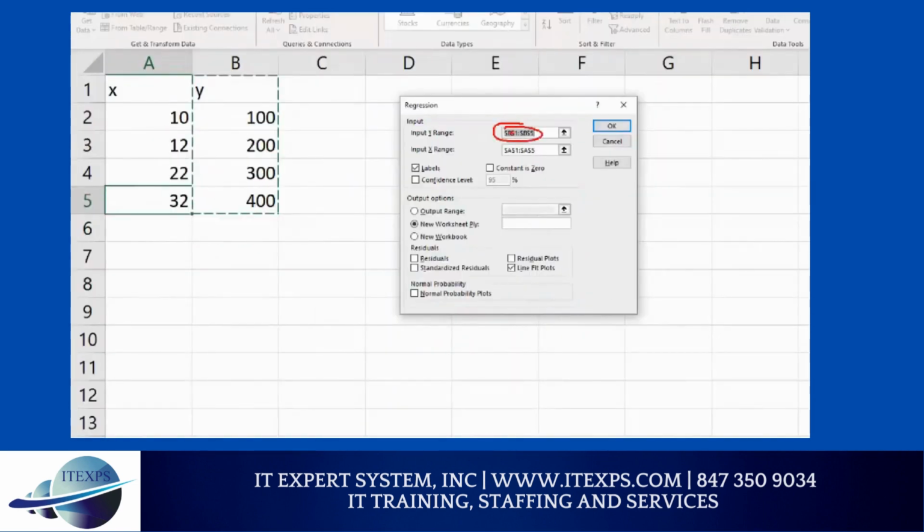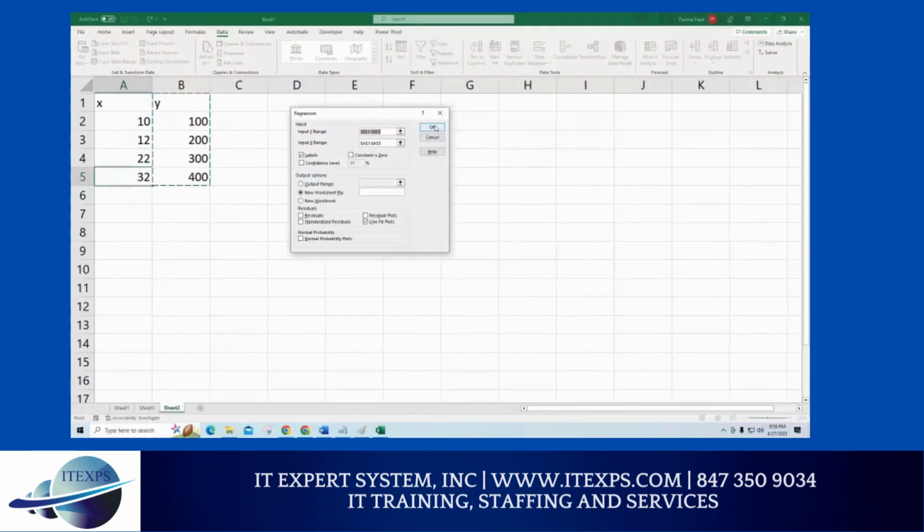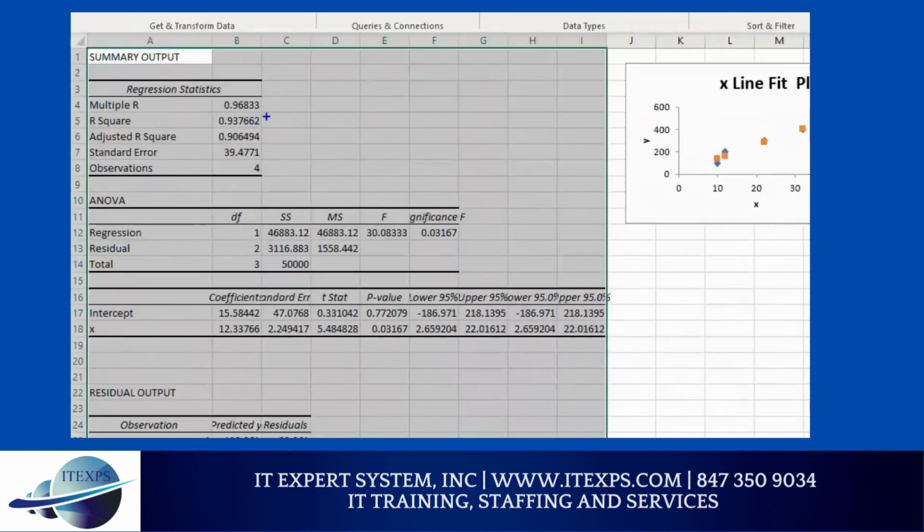If you want to change it, you can delete it and select your Y here. If you want to change this, select it, delete it, and you can create this as your X. Make sure your label is there, and try to do OK. So if I do OK, now see the R square. R square value is 0.93. What does it mean? It is not a 1.